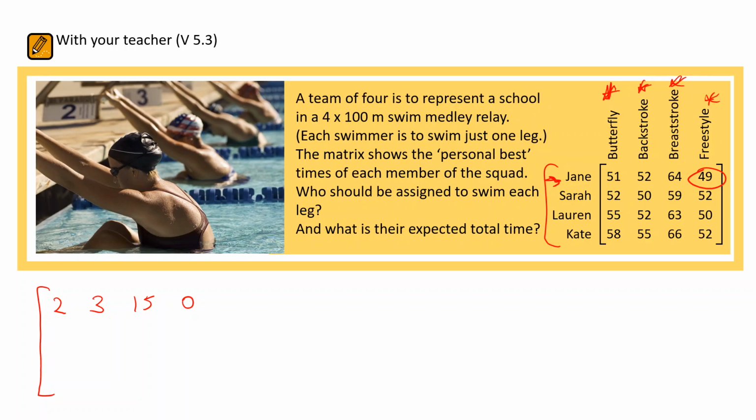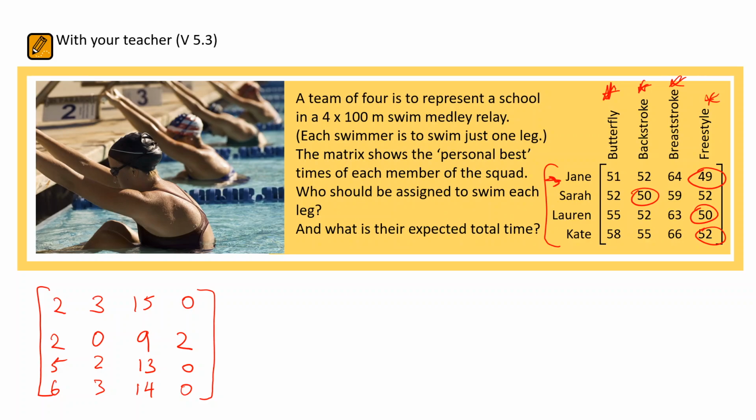And then Sarah, her fastest time is in the backstroke. So that's 50. So again, same process, subtract 50 from the rest. And we have 50 again for Lauren, but this time in freestyle. So it's going to be 5, 2, 13, and 0. And finally, 52, also in the freestyle. That's Kate, so 6 there. 3, 14, and 0.